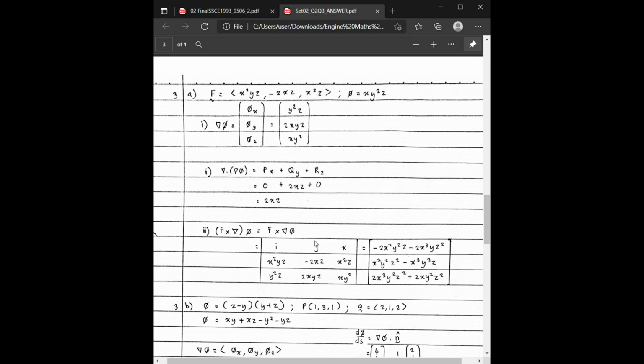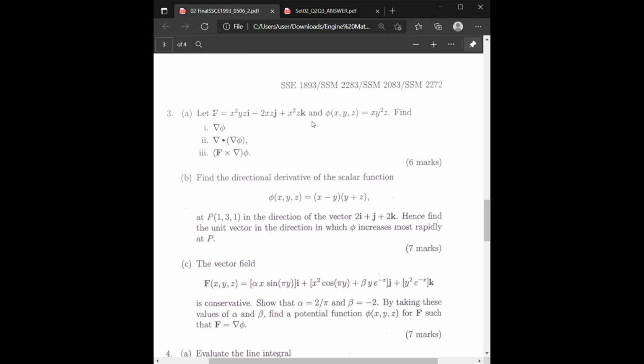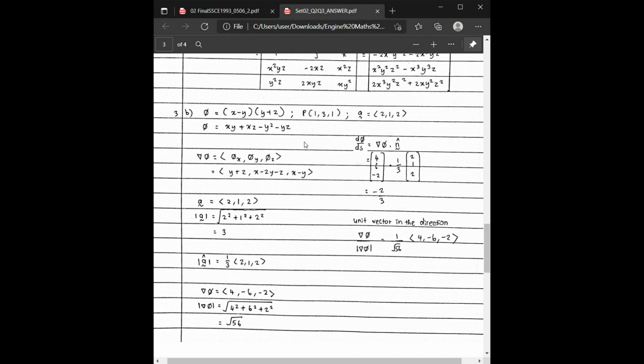So for j and k, we get our cross product here. Okay, moving on to 3b. So 3b, the question wants us to find the directional derivative of the scalar function. The question gives us the gradient at point P (1, 3, 1) with a vector of 2i plus j plus 2k.